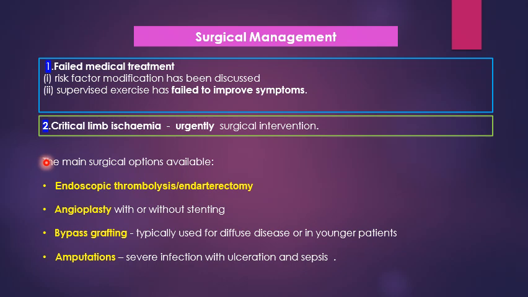There are a number of surgical options for these patients. Traditionally used are endoscopic thrombolysis and endarterectomy, which are giving way to the newer methods, angioplasty with or without stenting. And if this fails, then you go for bypass grafting, especially if the disease is more diffuse and in younger patients. Of course, failing all this, if the patient develops severe infection or gangrene, then there's no choice. Then you have to go for some form of amputation.